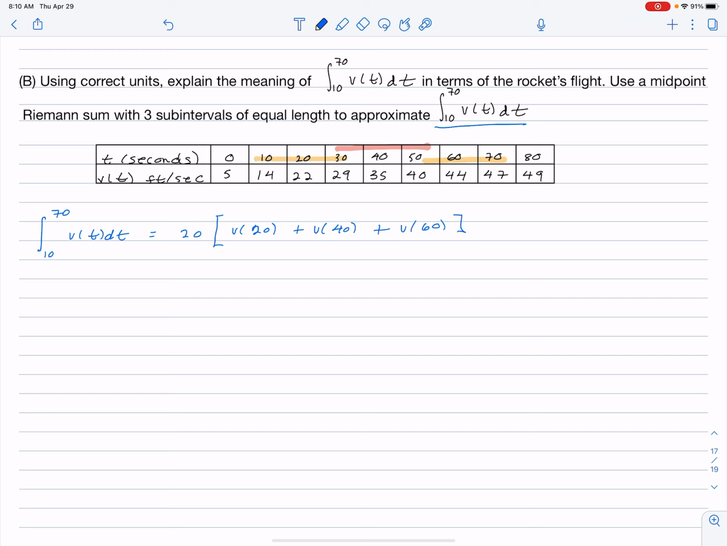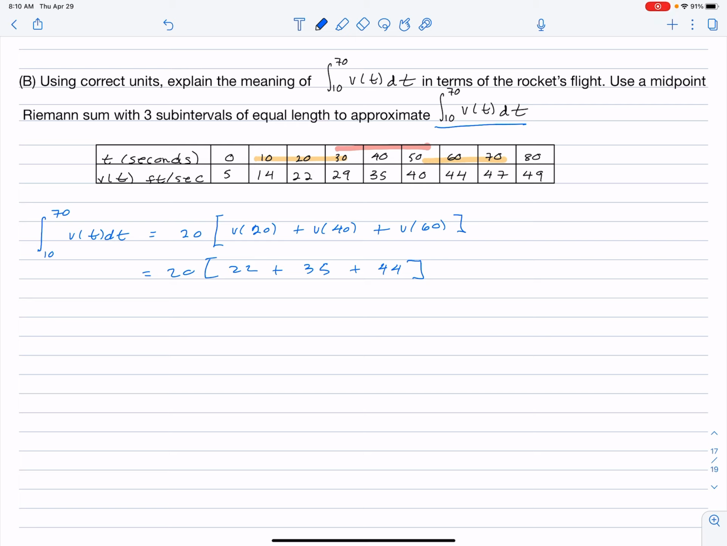Okay, so that gives us 20 times v of 20 is 22, v of 40 is 35, and v of 60 is 44. Okay? So let's see. They asked us to do a couple other things, so let's make sure we've answered the question. So they want us to use units.